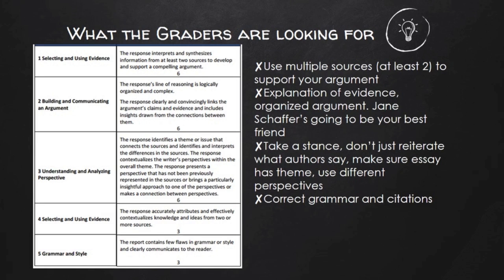First, you need to make sure to use multiple sources, at the very least 2, in order to support your argument. Next, you need to explain your evidence and present an organized argument, and the Jane Schaefer method is going to be your best friend here. Remember, the Jane Schaefer method is using a topic sentence, which presents your argument, commentary, and evidence. Finally, take a stance and don't just reiterate what the authors have to say. Make sure your essay has a theme and use a variety of different perspectives. Also, make sure to check that you're using correct grammar and have all of your citations in order.